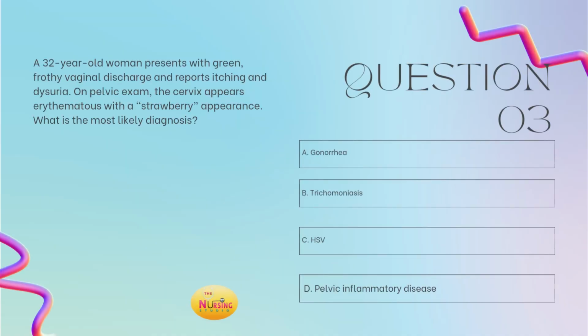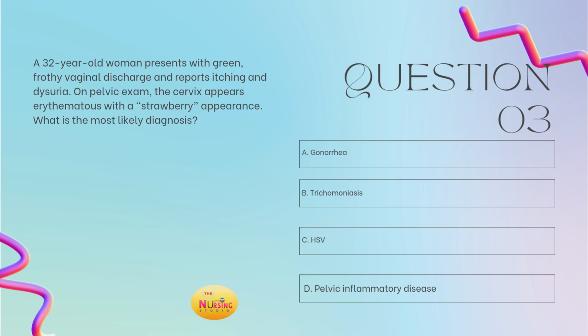All right, and lastly, question number three. A 32-year-old woman presents with green, frothy vaginal discharge and reports itching and dysuria. On pelvic exam, the cervix appears erythematous with a strawberry appearance. What is the most likely diagnosis? Is it A, gonorrhea? Is it B, trichomonas? Is it C, HSV? Or is it D, pelvic inflammatory disease? Take a moment and tell me what you got.